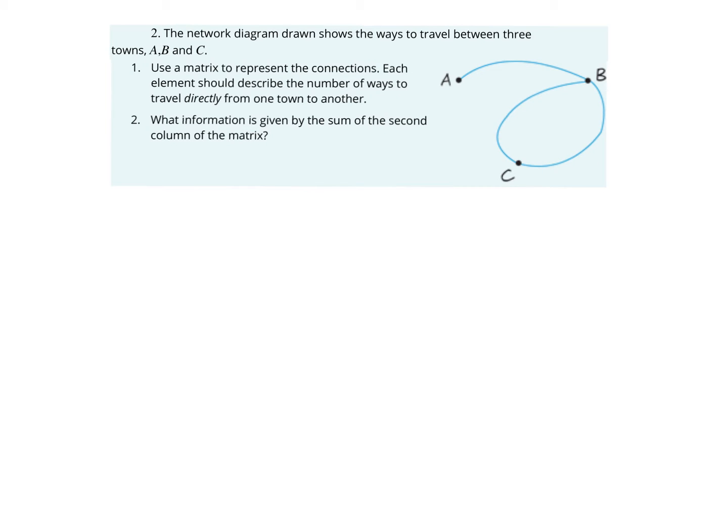Now in this example you have 3 towns, and the edges between those 3 towns are the direct routes between them. So what we're asked here is to use a matrix to represent the connections, and so each element should describe the number of ways to travel directly from one town to another. So let's work on part 1 here.